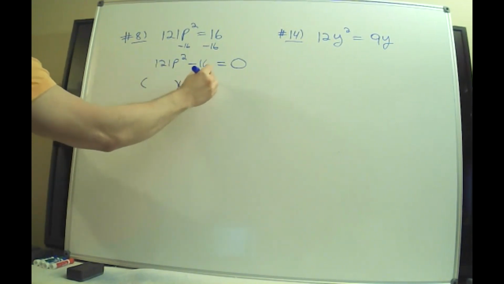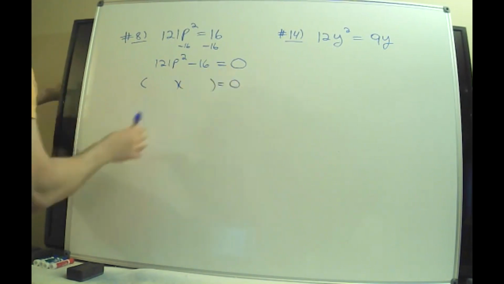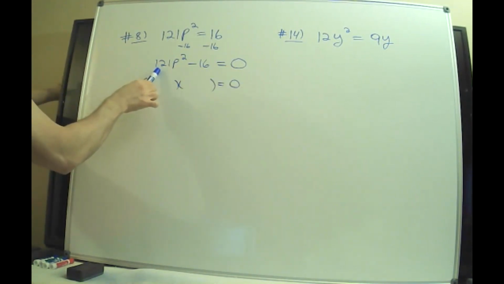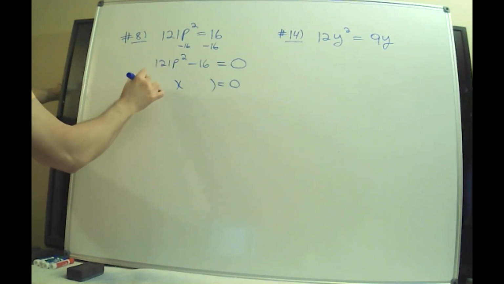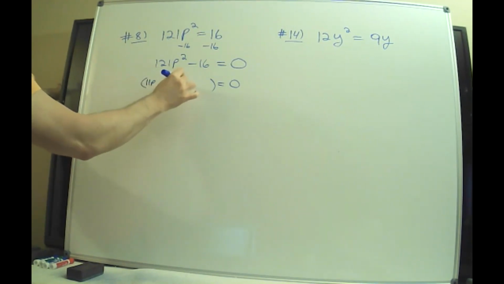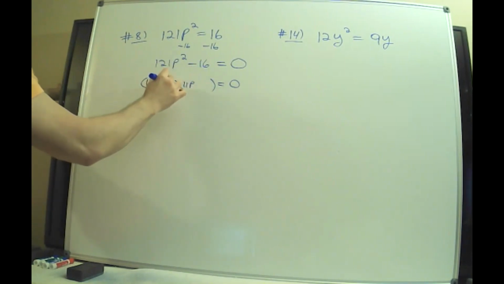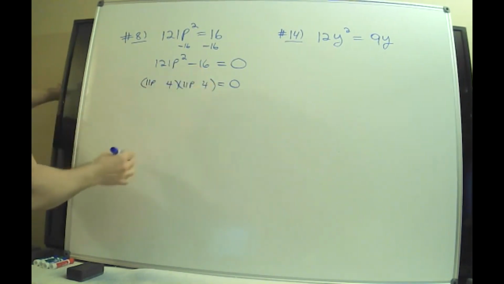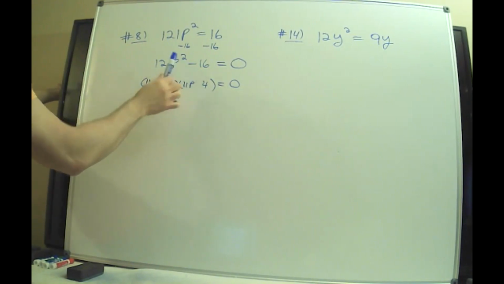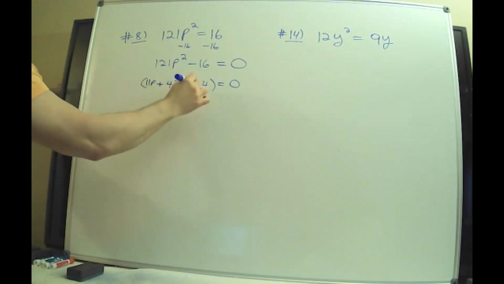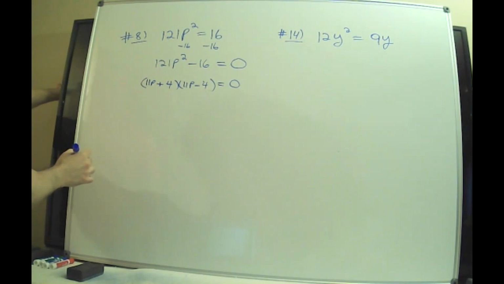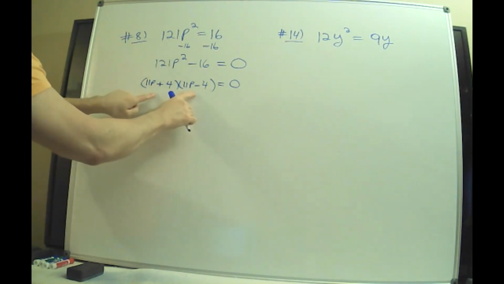So how do you factor something like this? Well, I need something times itself that makes 121p squared. So it's going to be 11p and 11p, something times itself. And then I need something times itself that makes 16, which is 4. Now, in order to avoid having a middle term, I have to make one of them a plus and one of them a minus.